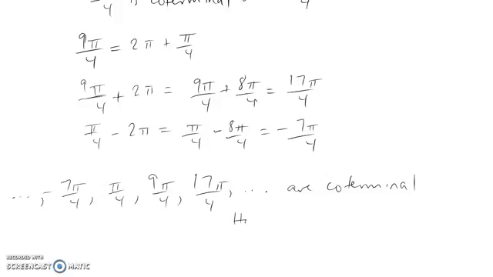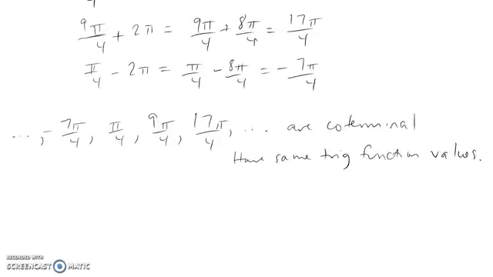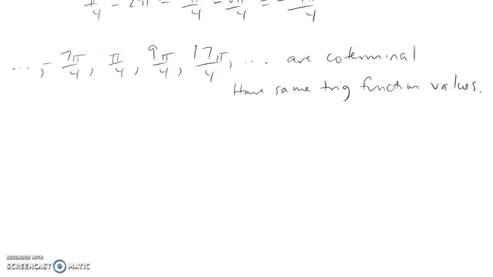That means they have the same trig function values. And notice we got all of those by going a multiple of 2 pi around. So because they're coterminal and have the same trig function values, we could say that the sine of pi over 4 is equal to the sine of 9 pi over 4, or the sine of 17 pi over 4. Be careful, I'm not saying that the angles are the same. They are coterminal, meaning they have the same trig values, the same sine values.